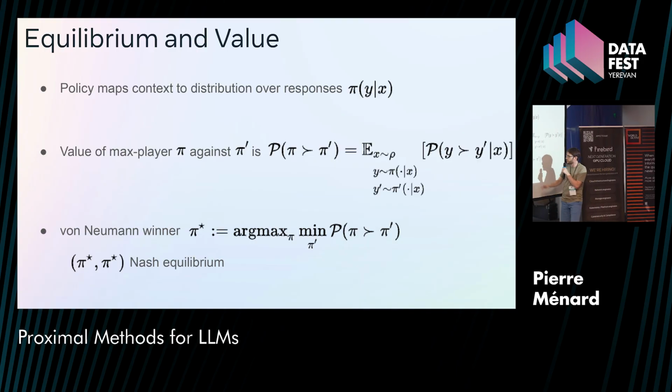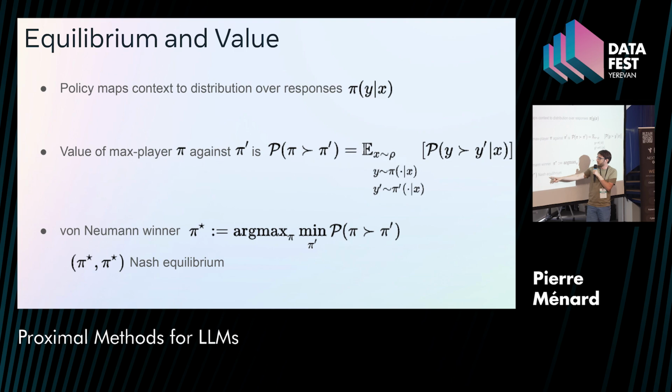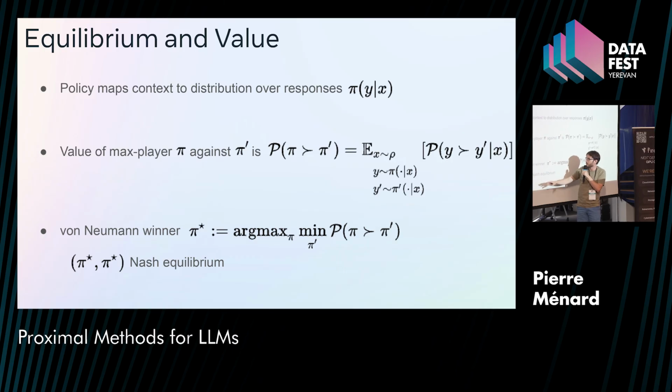Okay, and for those who are familiar with a bit of game theory, if you take the von Neumann winner for the max player and the same policy for the min player, then you have a Nash equilibrium for this game. And it's natural to get the same policy on both sides because this game is symmetric. Okay.